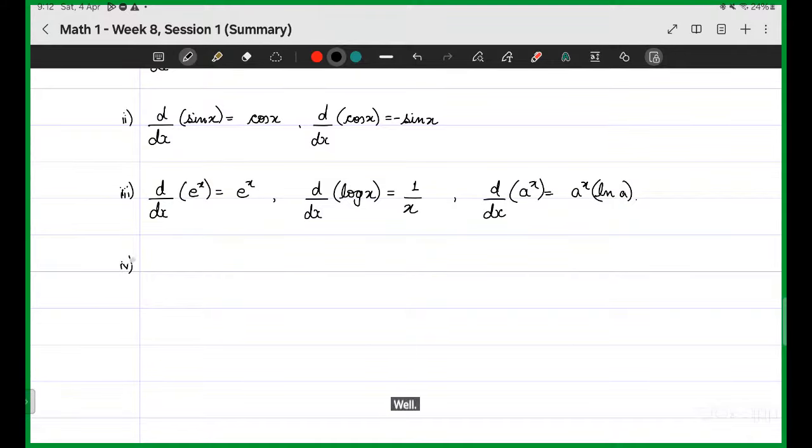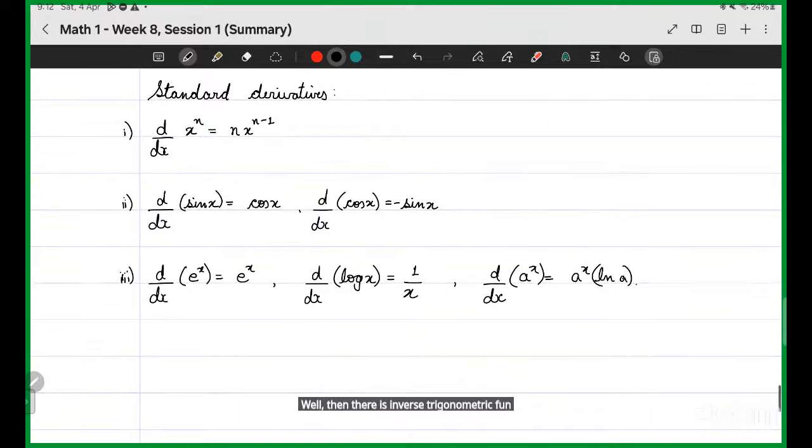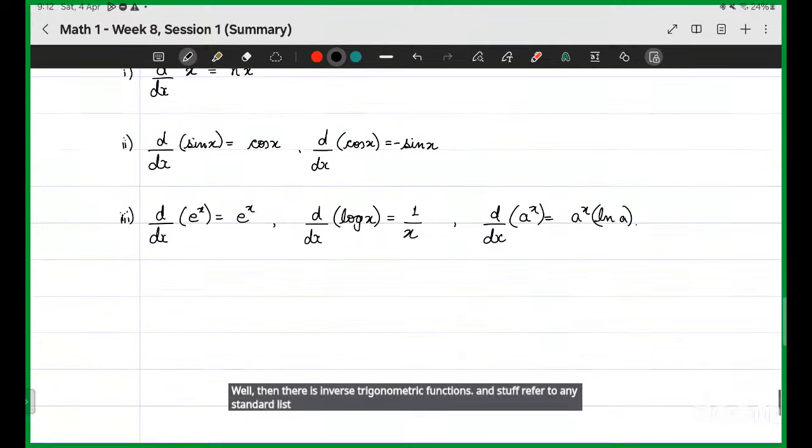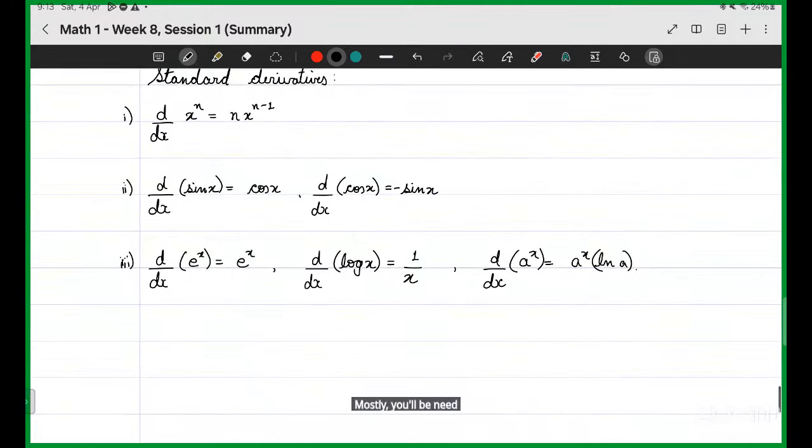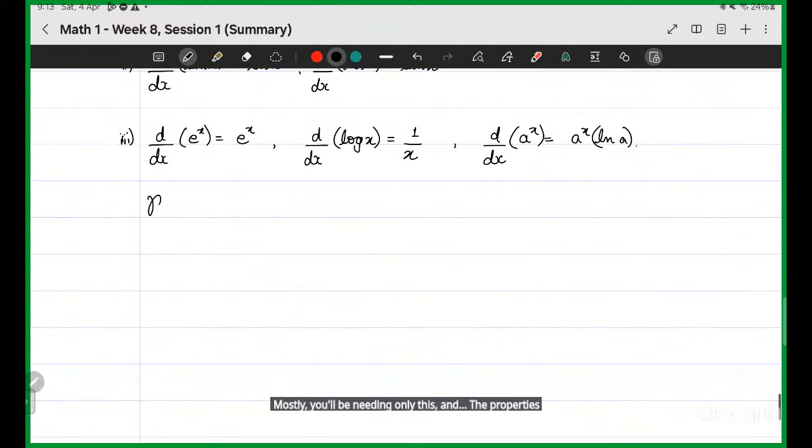Well, then there are inverse trigonometric functions and stuff. Refer to any standard list, you will get more. Mostly you will be needing only this and the properties of derivatives.